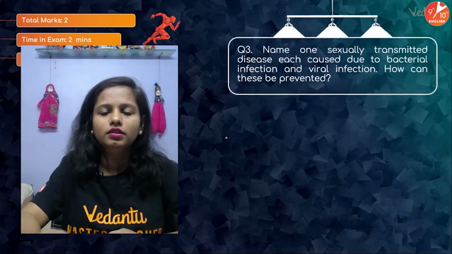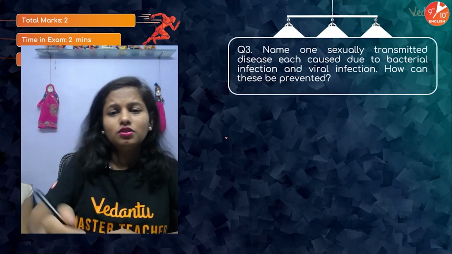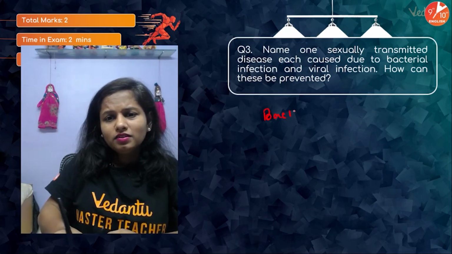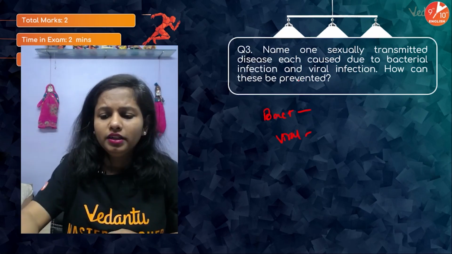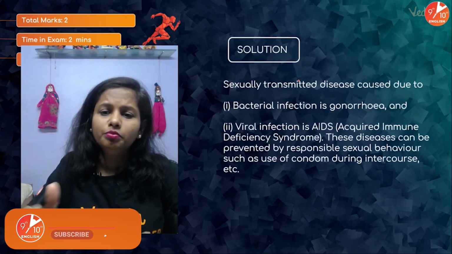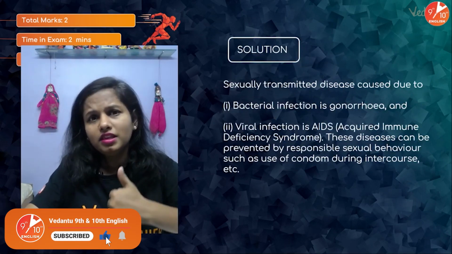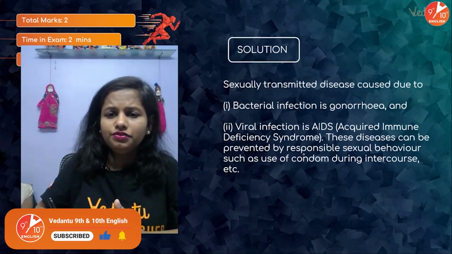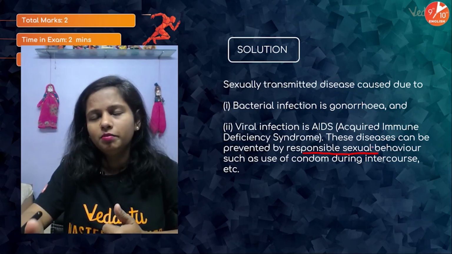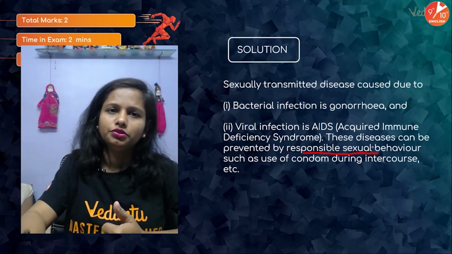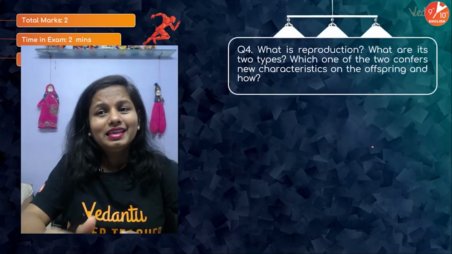Perfect. Then name one STD which is caused by bacteria and viral infection. So mention bacteria, syphilis, gonorrhea, viral, HIV, how they can be prevented. So beta, how they can be prevented? Only by observing safe sexual contact. Now when I say safe sexual contact, it is by adhering to responsible sexual behavior by making usage of condoms. Okay, perfect. Then what is reproduction?